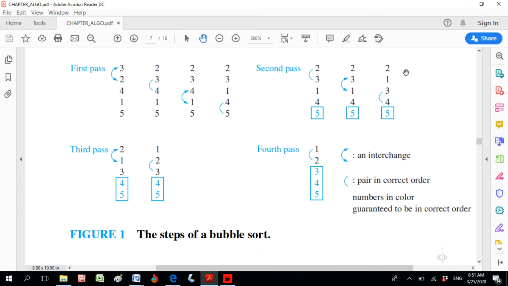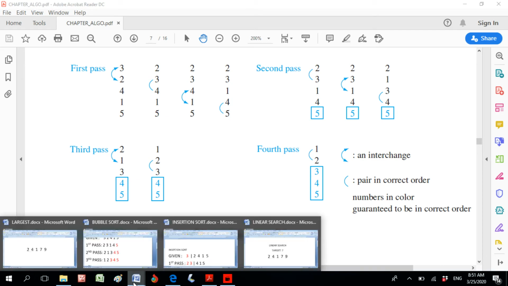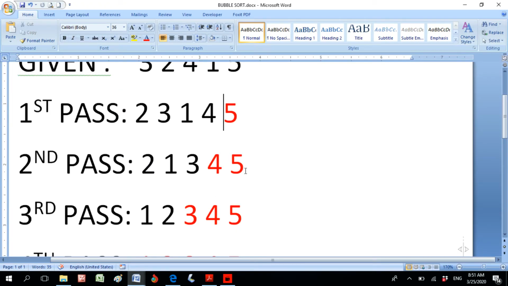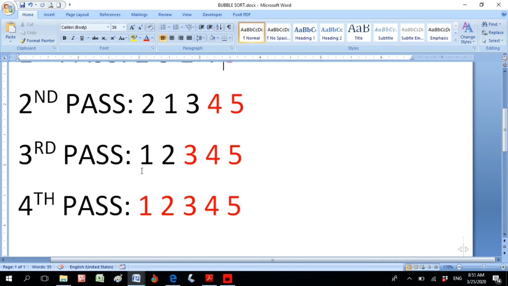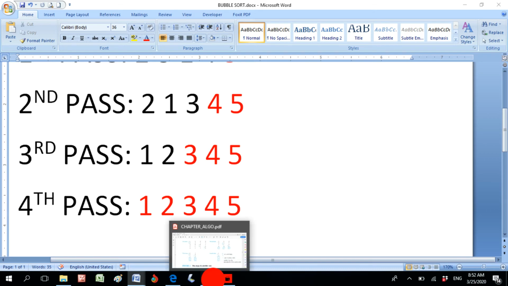Next pass, the third pass will make use of the output of the second pass. 2, 1, 3, 4, 5, as you can see here. We compare. 2 will be switched with 1, and then 2 compared to 3. Again, we have established already that 3 is the third largest element. So the output of the third pass is 1, 2, 3, 4, and 5, as depicted here already. Okay? Now, notice that the list is actually sorted already. Okay? Yes, we could actually see that with our own very eyes, right?